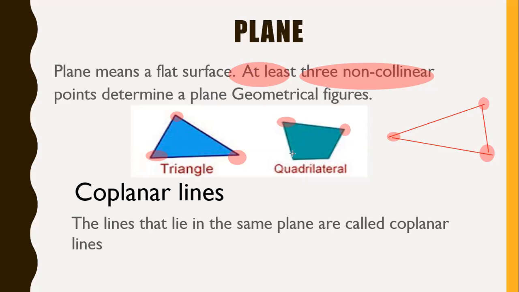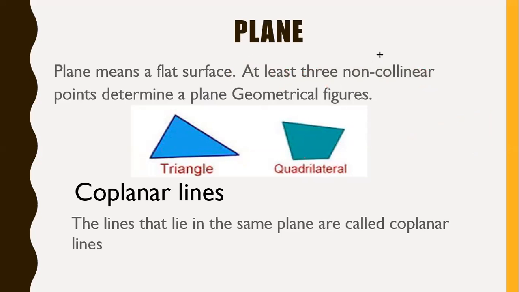Here you can see 1, 2, 3, and 4. 4 non-collinear points give you a geometrical figure of quadrilaterals. Quadrilaterals, what are quadrilaterals? Having 4 sides. Is it clear? So, this is a very important point for your objectives, that at least 3 non-collinear points determine a plane geometrical figure. Just write it down, note it down.